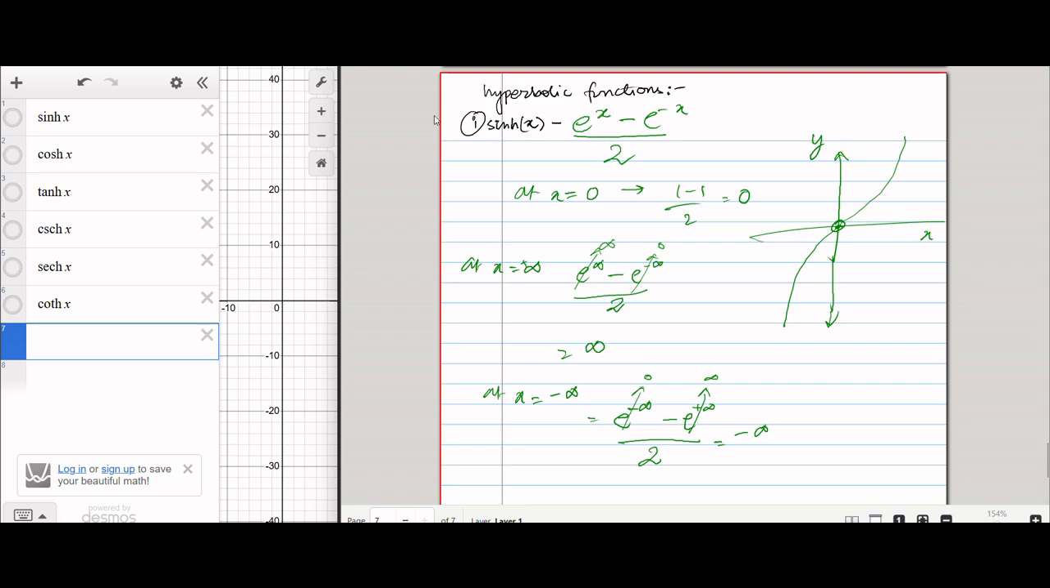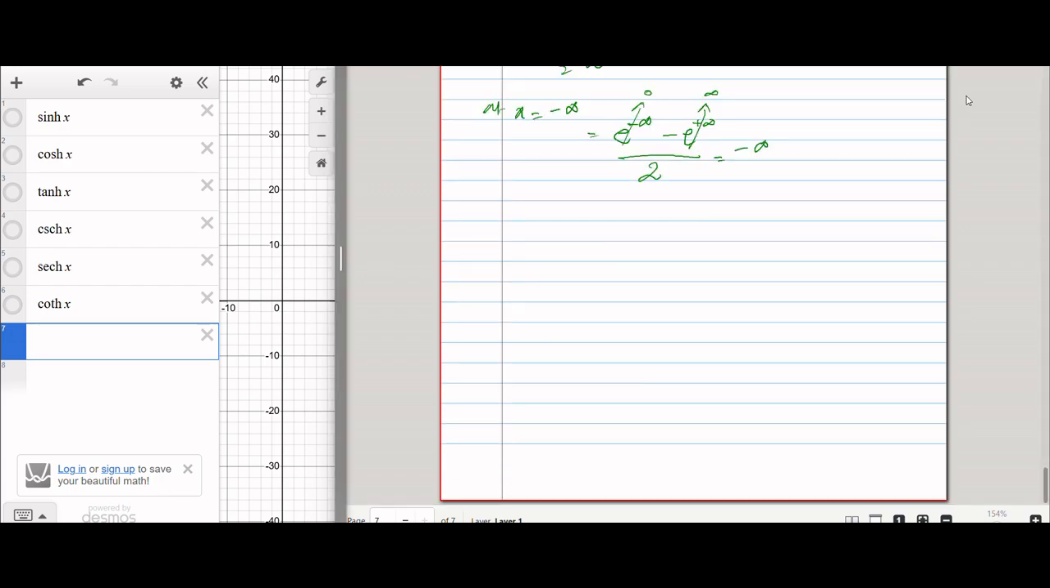Now if we want to plot cosh functions, we'll do this in a similar way.